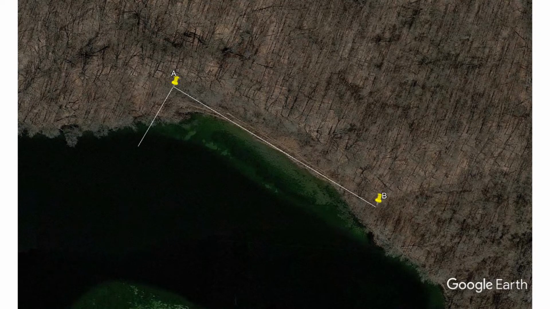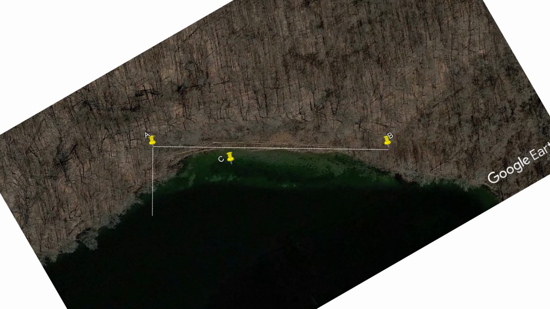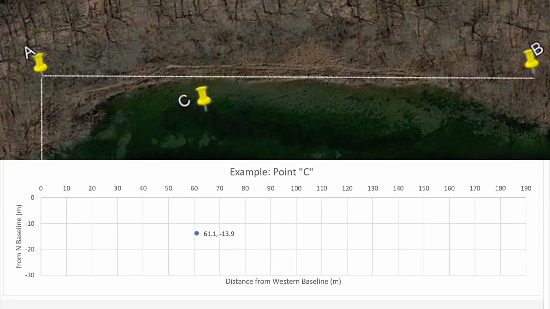Here are those baselines inscribed onto a satellite image. The north-northeast baseline generally follows the trend of the shoreline, and the one to the left is perpendicular to it. Our hypothetical point C is shown here. Now we can rotate that satellite image a bit counterclockwise so that it lines up nicely with the computer-generated graph.